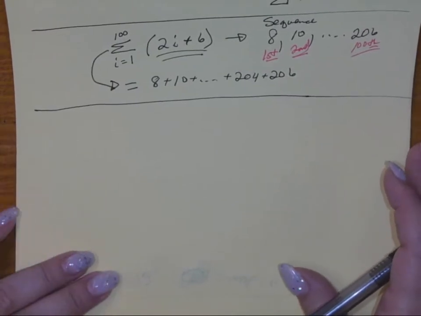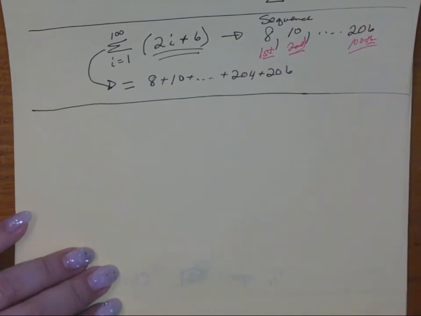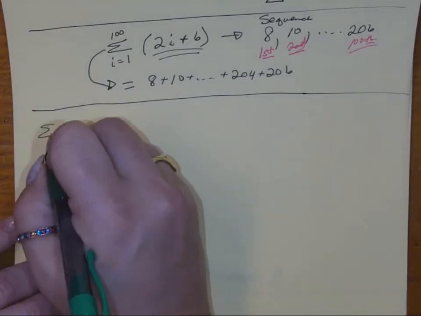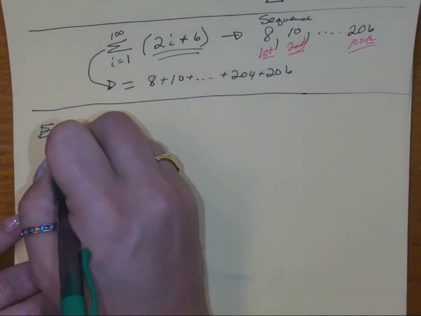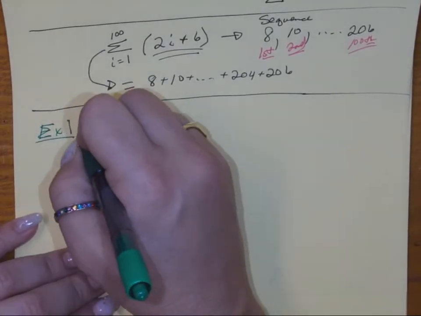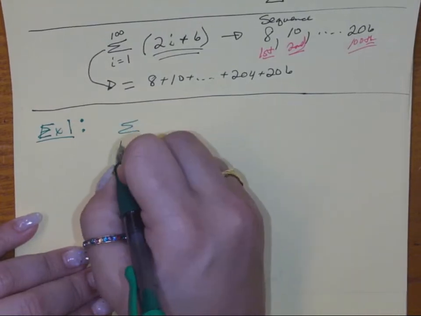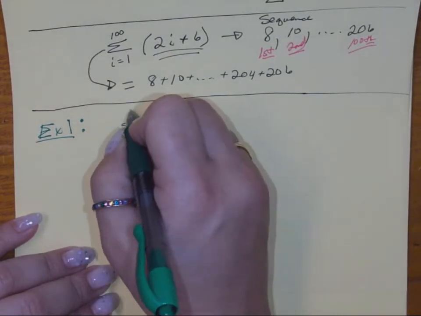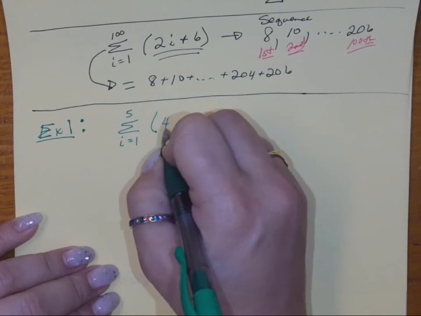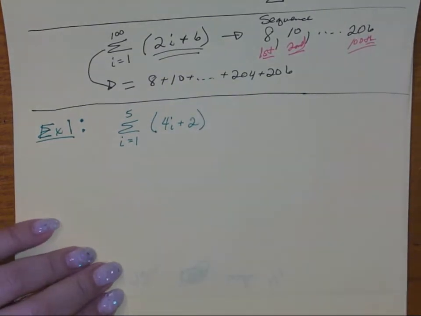First, before I give away the rule or the formulas, I want to do just a couple of examples and let you work through them. So I'm going to say example 1. I'm doing sigmas, and I just want to make sure you guys can actually read the notation. So it looks like the sum from i equals 1 to 5 of 4i plus 2.